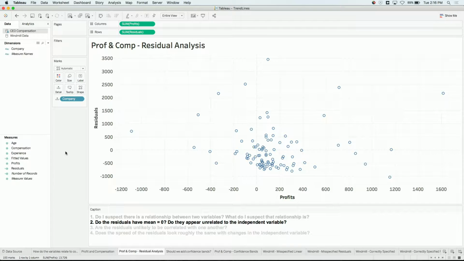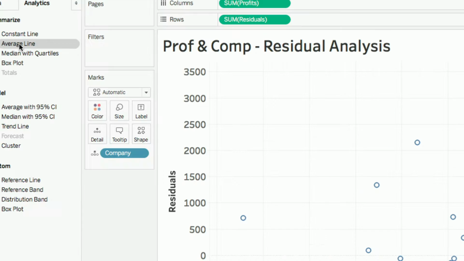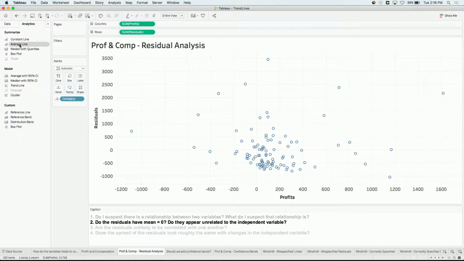Do they have mean of 0? Well, I can use the analytics pane. I'm dragging out the average line this time. That's this one right there. And I'll place that on residuals here. Yep, they sure do. This is something that we'll check visually. Do the residuals appear unrelated to the independent variable? Yeah, they sure do to me. It looks like the null hypothesis would work great for this data, right? And indeed, these are an example of residuals for a valid model. This is something like what you want your residuals to look like.